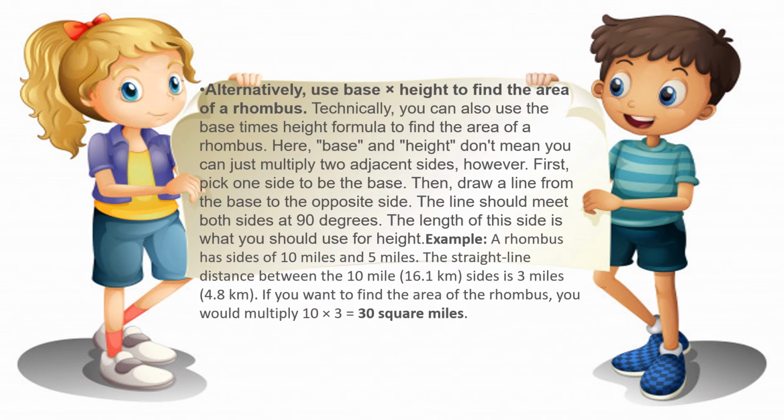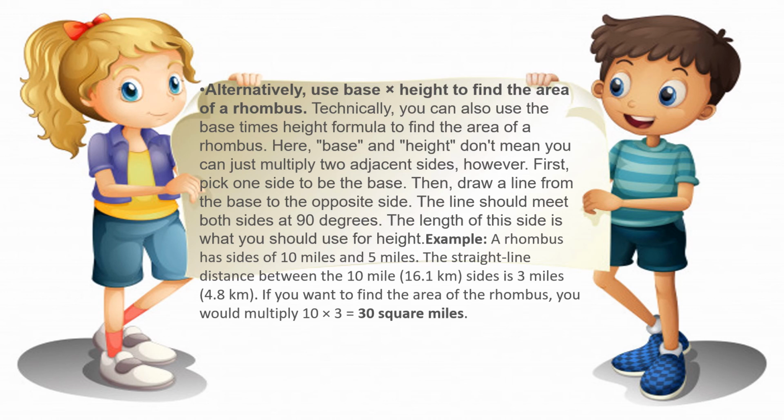Alternatively, use base times height to find the area of a rhombus. Technically, you can also use the base times height formula to find the area of a rhombus. Here, base and height don't mean you can just multiply two adjacent sides. First, pick one side to be the base. Then, draw a line from the base to the opposite side. The line should meet both sides at 90 degrees, and the length of this line is what you should use for height.